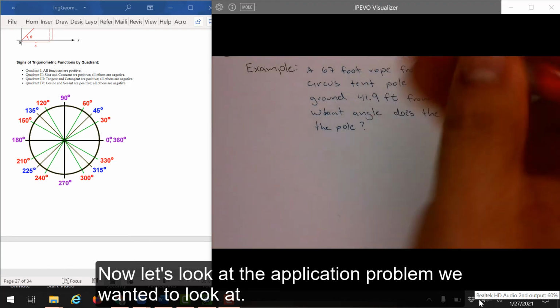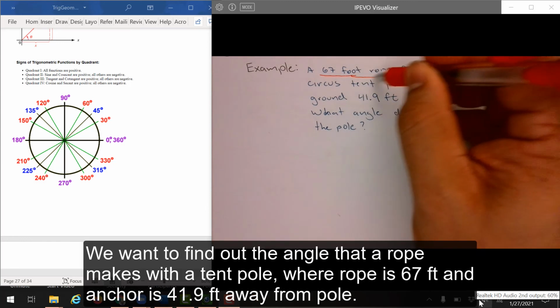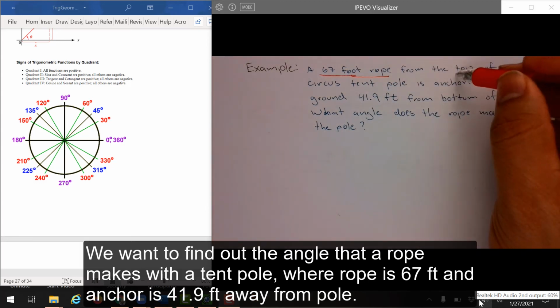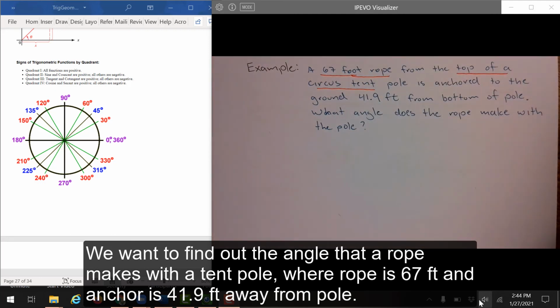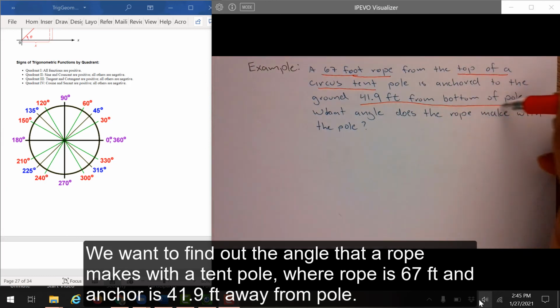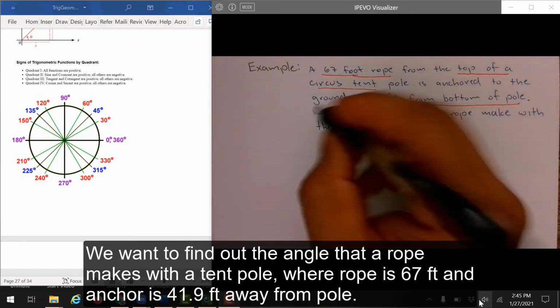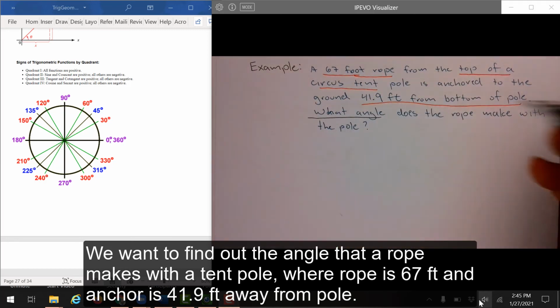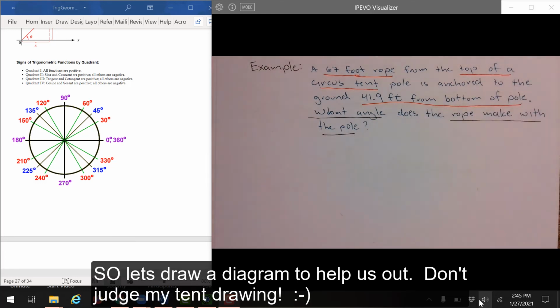Now, let's look at the application problem we wanted to look at. We want to find out the angle that a rope makes with a tent pole, where the rope is 67 feet and the anchor is 41.9 feet away from the pole. So let's draw a diagram to help us out. And don't judge my tent drawing.